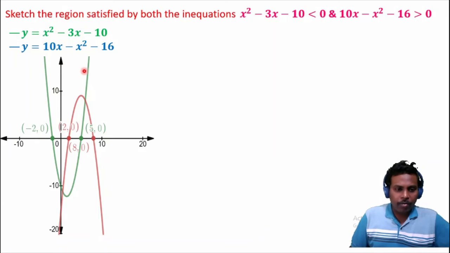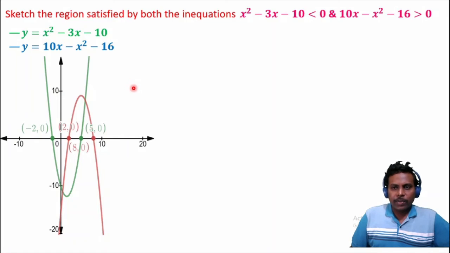So for values of x in between minus 2 and 5, the y values are less than 0. That means the values of y are less than 0 in this shaded region. Now you have to shade this region. Now coming to the next one.